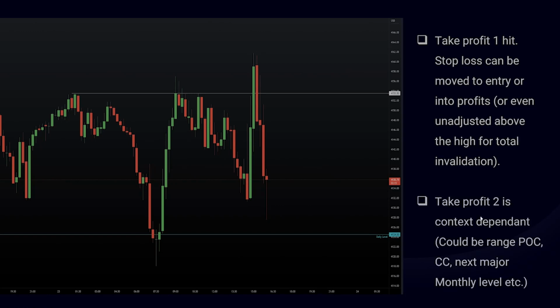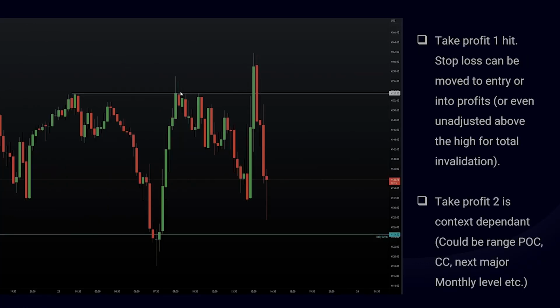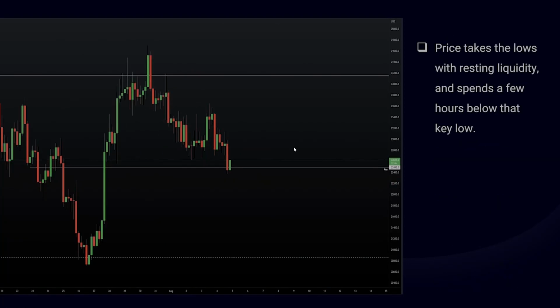Take profit 2 is once again context dependent. Could be once again the range pointer control, CC, next major monthly level, etc. E.g. the take profit 2 would be another major level that we have within the chart. And this is now an example of a failed auction in a bullish scenario, as well as not within a range. My preferred scenario is when it's a little bit range bound. It's easier to define the levels, but it doesn't mean it's the only way we can take the trade.